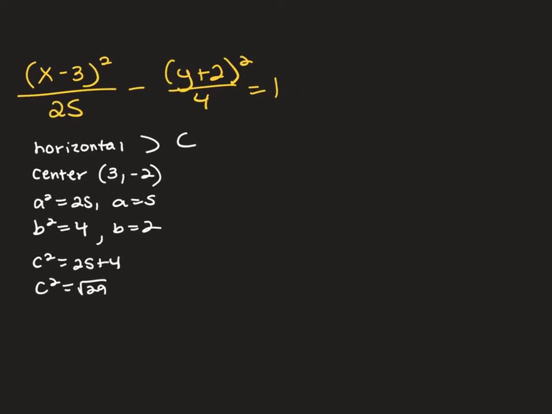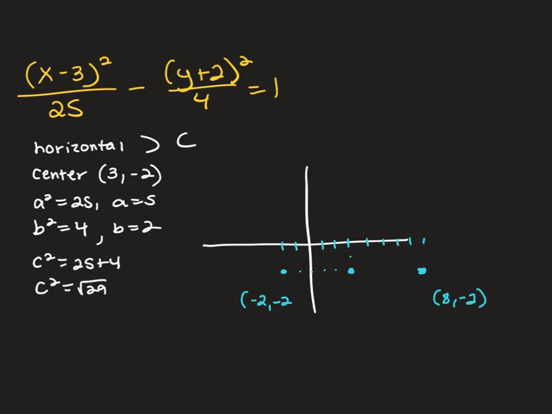So now if I wanted to plot all that information, again, you can have graph paper if you want it, but you don't need it because you can just eyeball it. 3, negative 2, there's my center. Right and left the a because it's horizontal. So left 1, 2, 3, 4, 5, which is negative 2, negative 2, and right 1, 2, 3, 4, 5. Not really proportional, but you get the point. I went right from 3, 5, which means this is 8, negative 2. Those are my vertices.